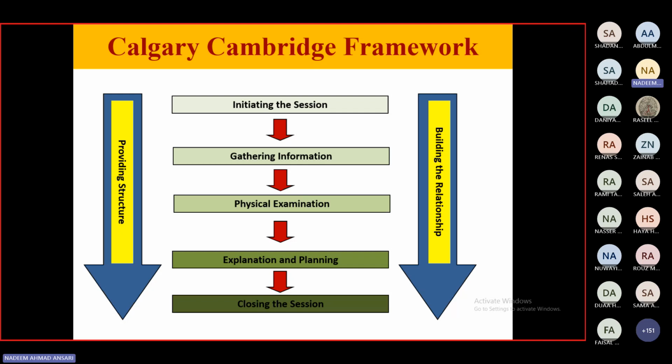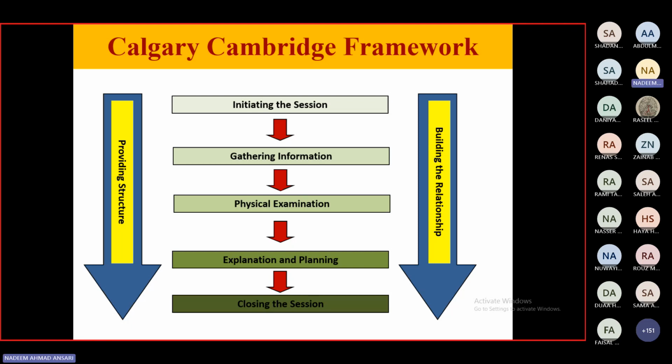We should always try to follow these 5 basic components of the Calgary Cambridge framework, starting from initiation of the session, because initiation is the first and most important step. That is how we start dealing with patients. If a patient comes to you, how will we initiate the session? We will first greet and welcome the patient. You will ask his name, then introduce yourself. You will tell the patient about the role and the nature of the interview.